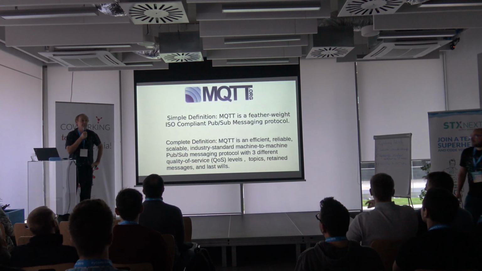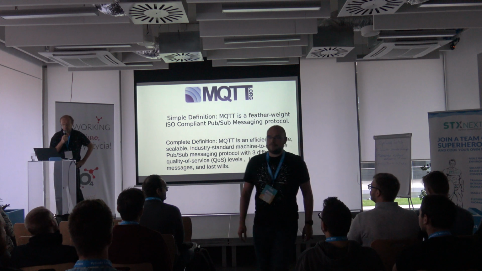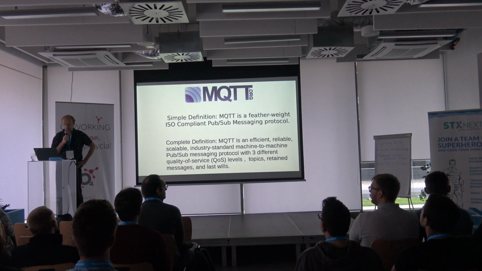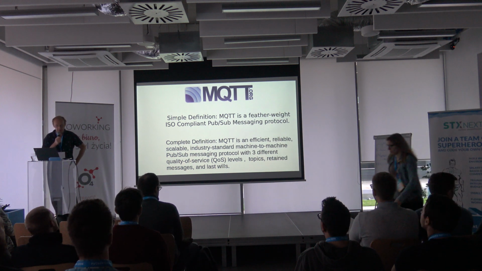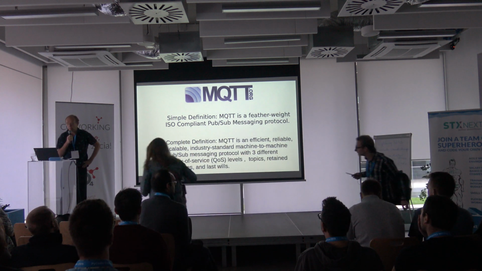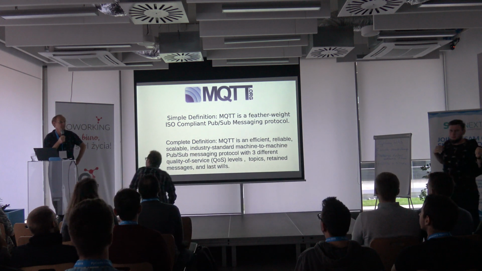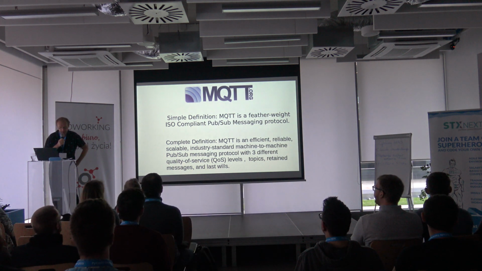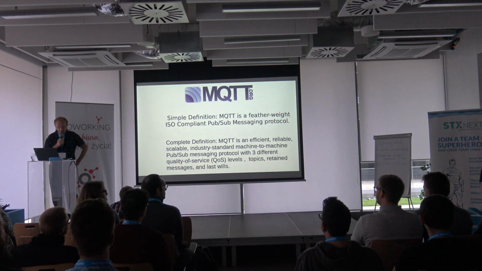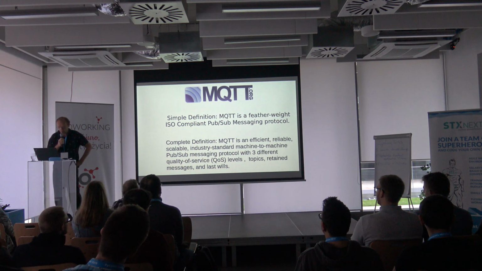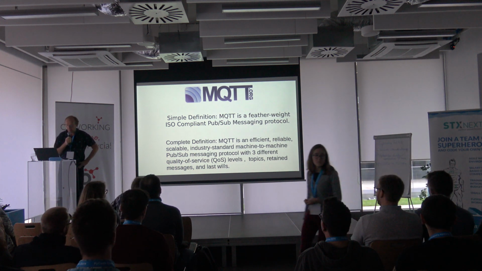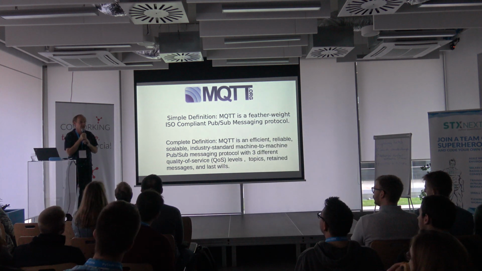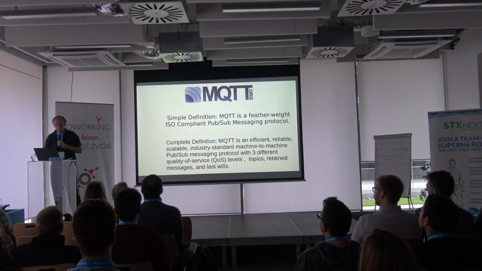So first we'll start with a simple definition. I'll give you the longer definition, which will lose you, but by the end of the talk, the longer definition should make sense. So, a simple definition. MQTT is a featherweight, ISO-compliant pub/sub messaging protocol. Some more details. MQTT is an efficient, reliable, scalable, industry-standard, machine-to-machine pub/sub messaging protocol with 3 different quality of service levels, topics, retained messages, and last wills. By the end of this talk, you should understand the longer definition.